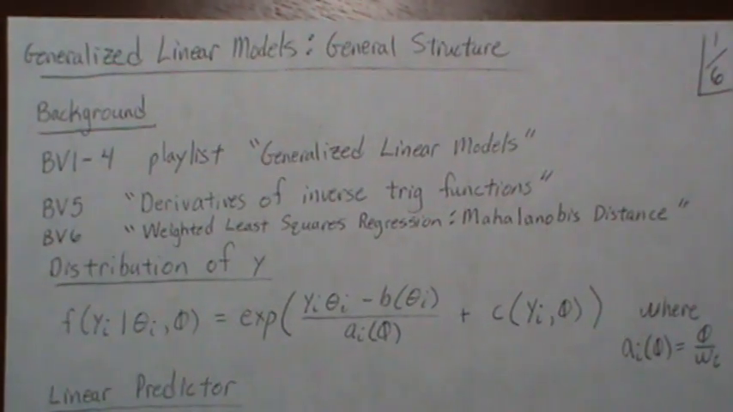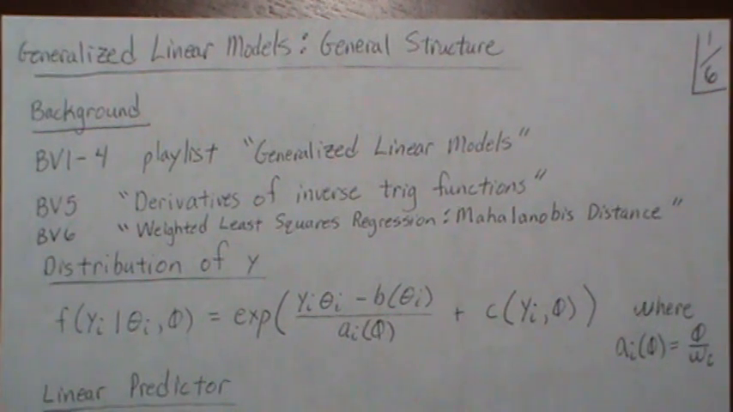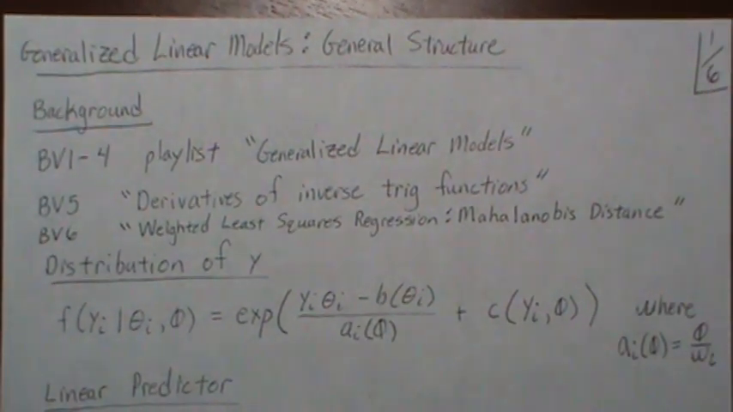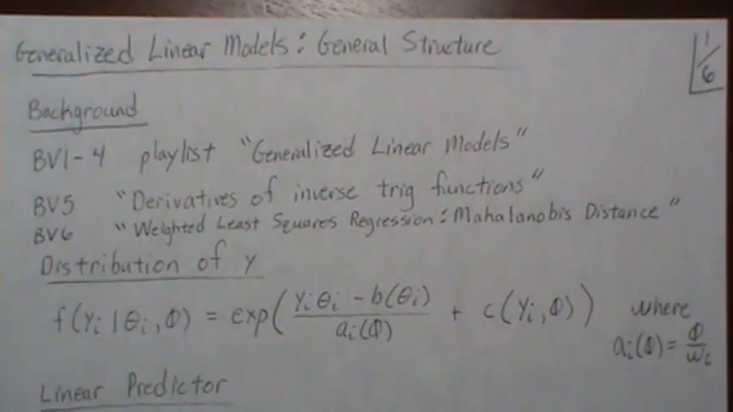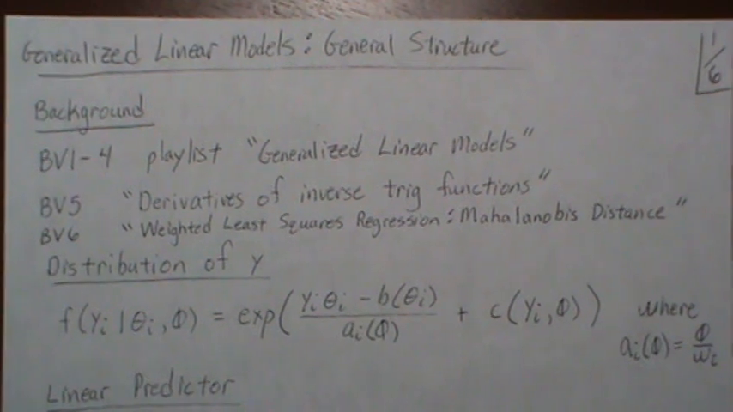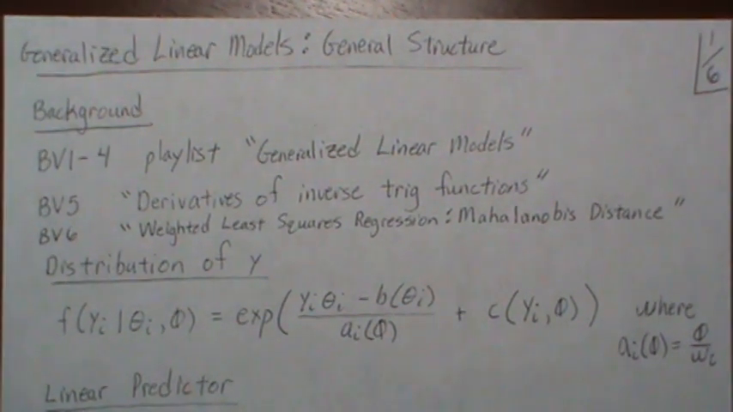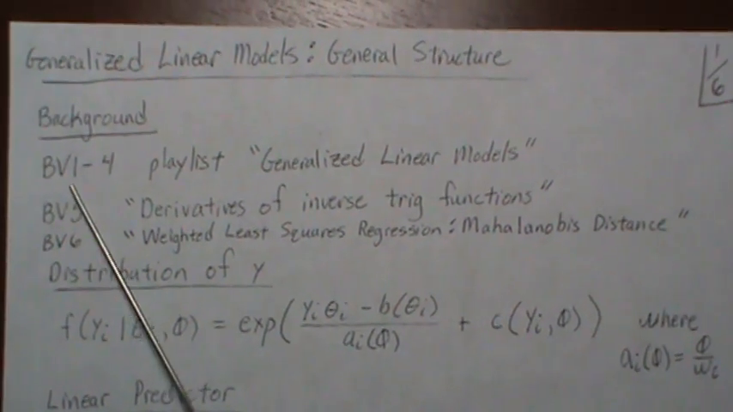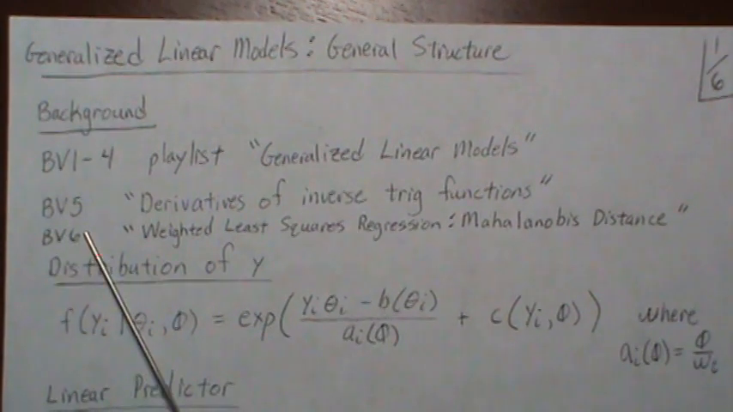Hello, this is the fifth video in a playlist I call Generalized Linear Models, and here we're going to look at the general structure for generalized linear models. In the previous four videos we mainly focused on the canonical link, but this is for any link function. And I have background videos 1 through 4 in my playlist on generalized linear models.